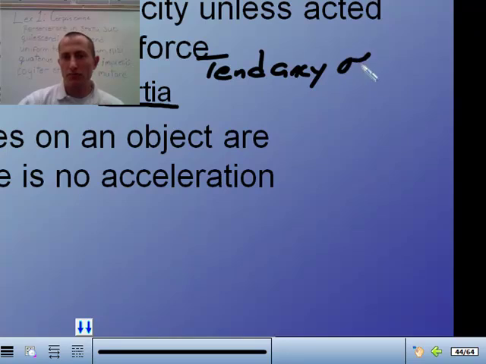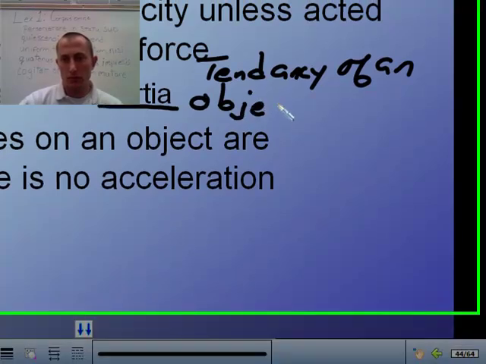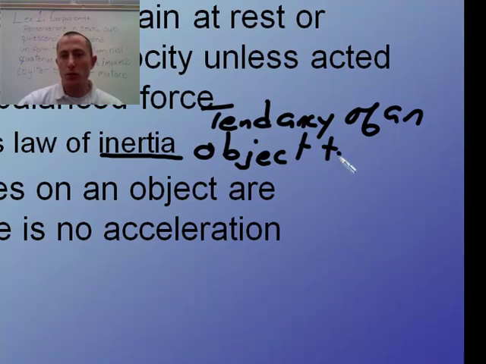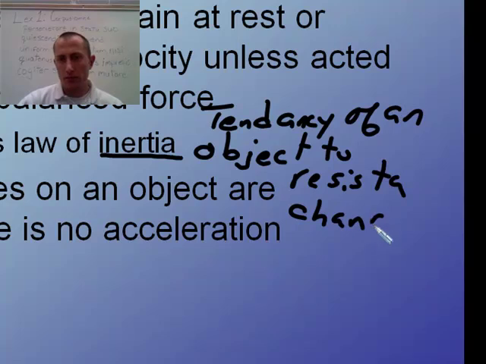Tendency of an object to resist a change in its motion. And so this kind of goes along hand in hand with the law. If an object is at rest, it's going to try and stay at rest. If an object is in motion, it's going to try and maintain that motion. It wants to maintain a constant velocity. Now, whether that velocity is 0 or some non-zero number, it doesn't matter. It wants to maintain a constant velocity.